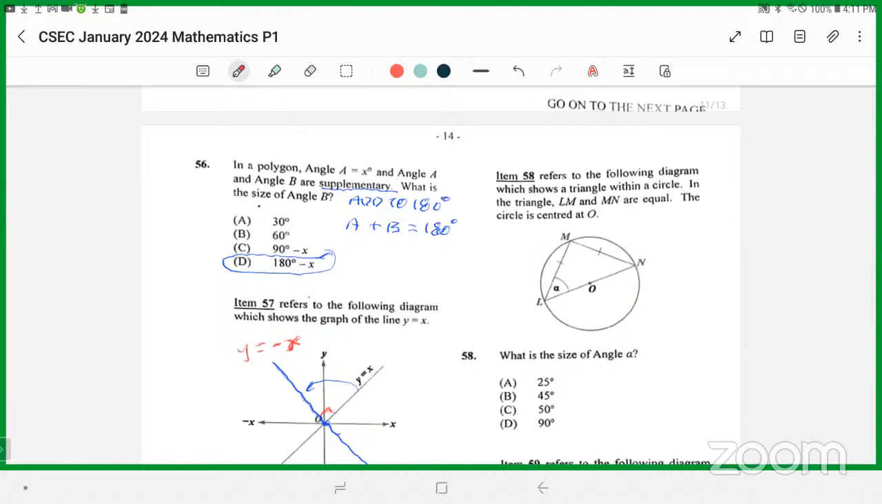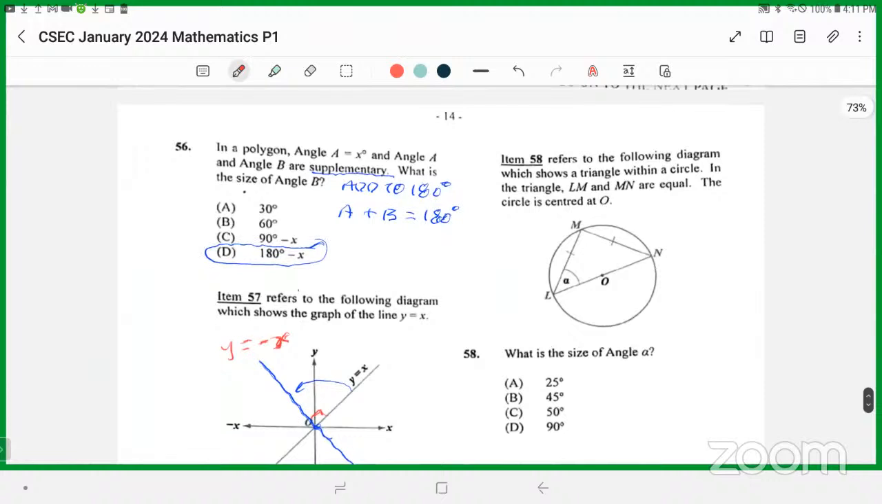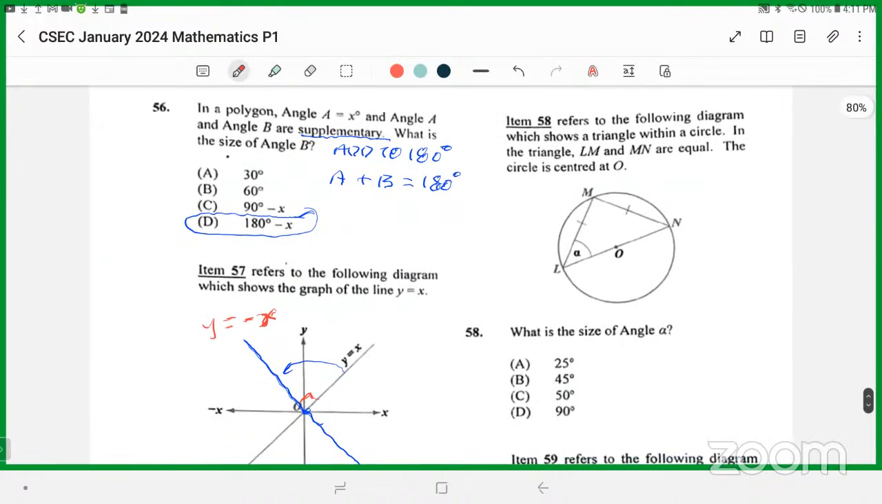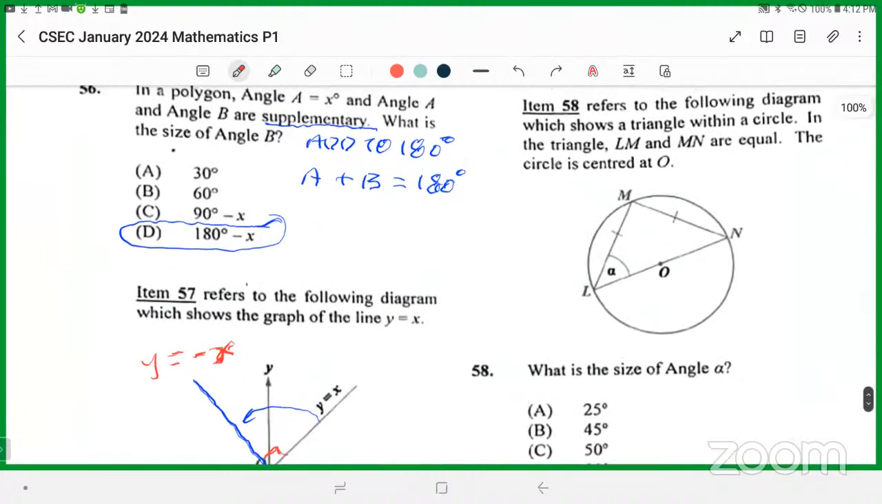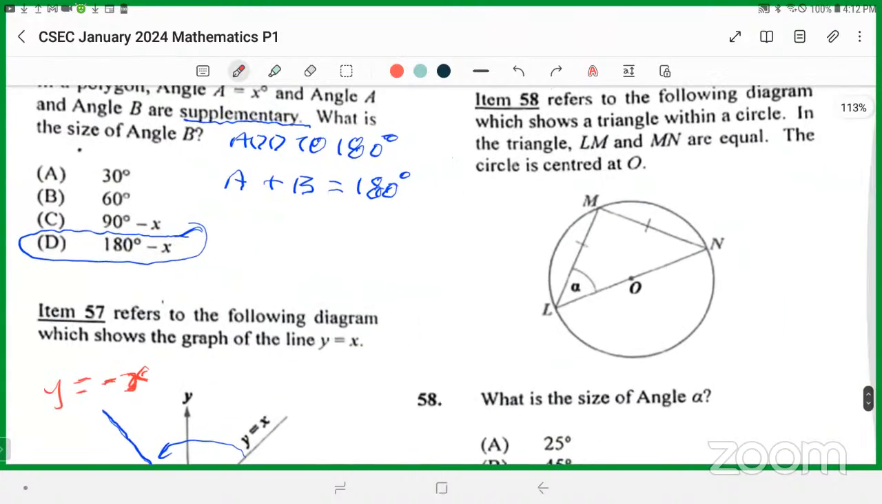All right. Number 58 says, it refers to the following diagram, which shows a triangle within a circle. It says, in the triangle, LM and MN are equal. The center of the circle is O. So if this is the center of the circle, then this is a diameter. A diameter subtends 90 degrees at the circumference. So it means that right here is a 90-degree angle.